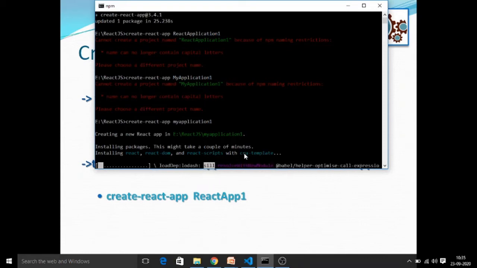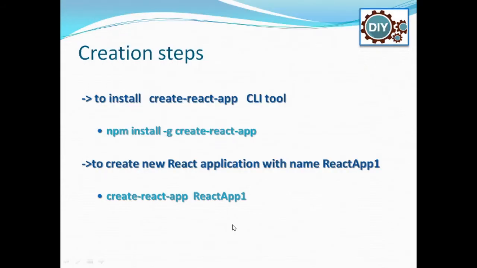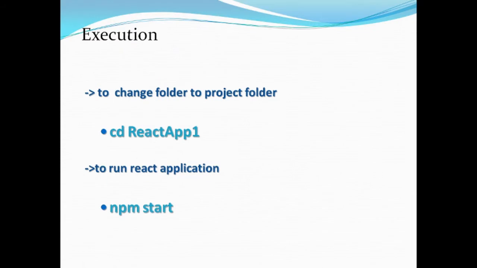By the time, we will be discussing what are the main components we will be using in our React application. By the time it gets created, let's move on to the next slide. So here the first step is, in every React application we create one base component, which we call it a root component. To start your React application, you need to first move to your project folder.